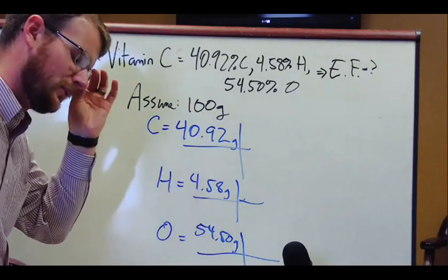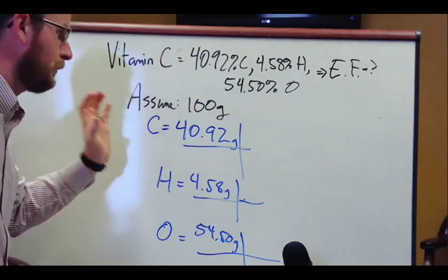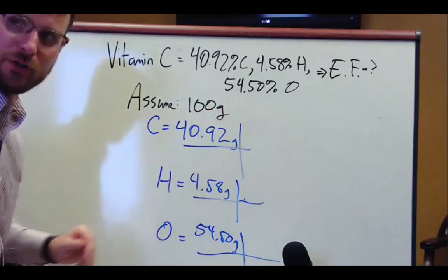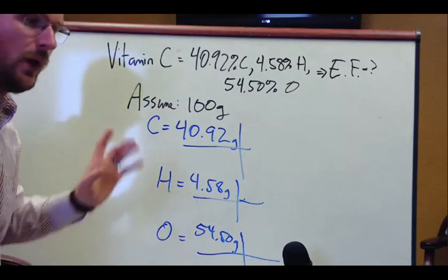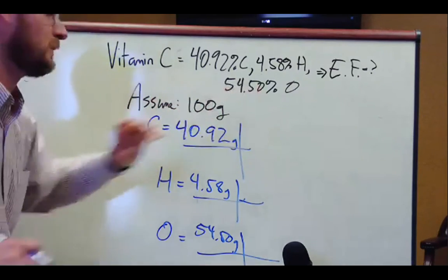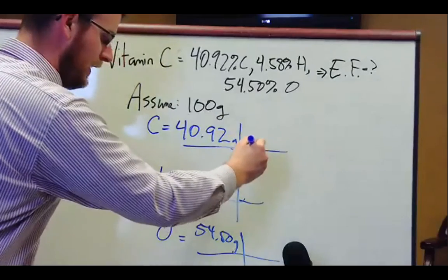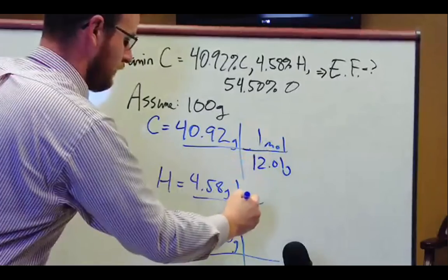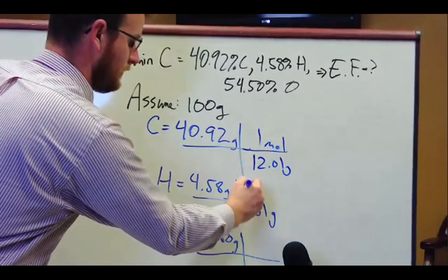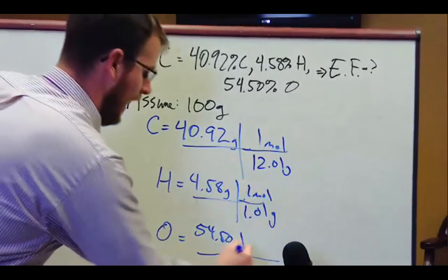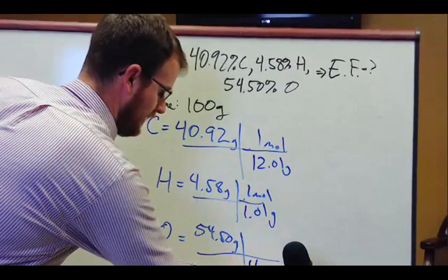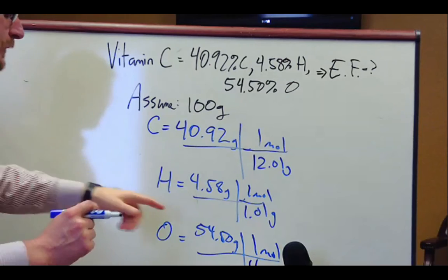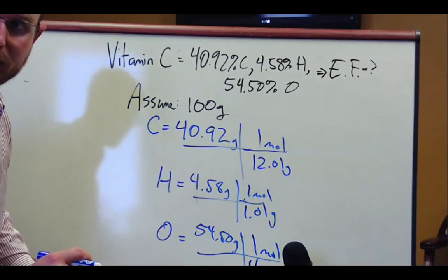So let's think about this because we covered this in chapter 2. If we're going from grams to moles, we're going from a bigger unit to a smaller unit, so we're going to divide. Well, what do we need to divide by to go from grams to moles? That's the molecular weight. And so for carbon, it's 12.01 grams per 1 mole. For hydrogen, it's 1.01 grams per 1 mole. And then for oxygen, it's 16 grams, I know you can't see it, per 1 mole. And so it'll be 54.50 divided by 16 grams.